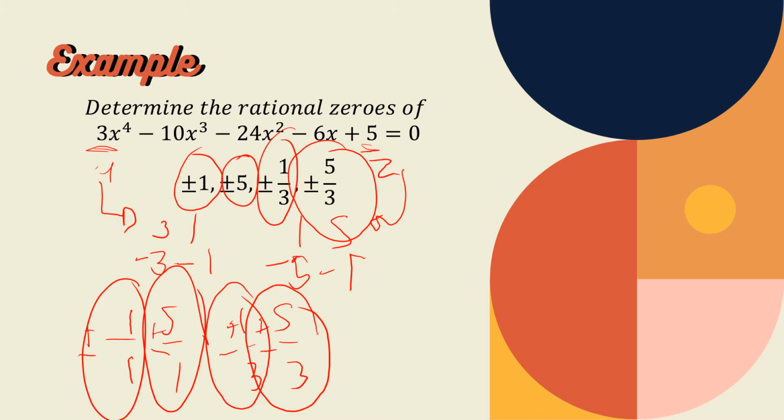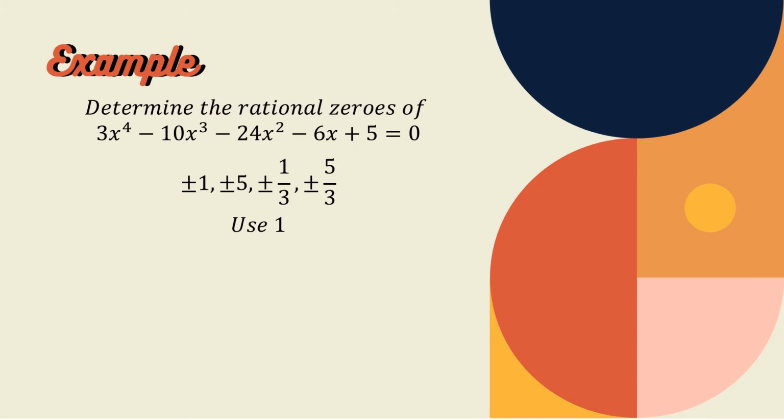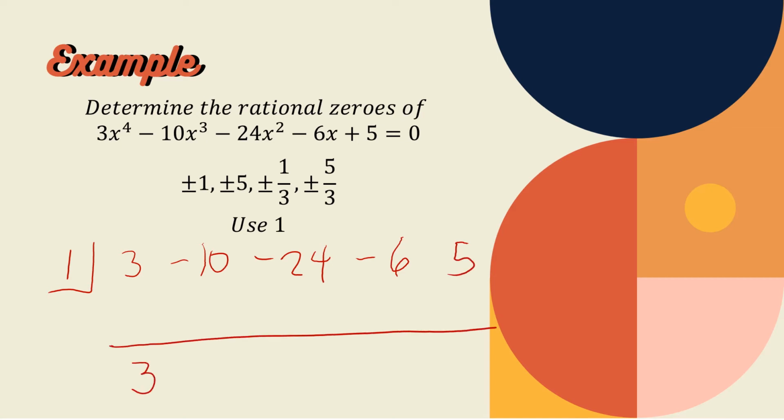Now let's go on to the next slide. We need to use 1 to find out if it is a rational zero of the equation. So we will be using synthetic division. So 1, 3, negative 10, negative 24, negative 6, and positive 5. Bring down the first one, multiply 3 times 1 is 3, and then add negative 10 plus 3 is negative 7. Do the same thing for the next set of numbers.